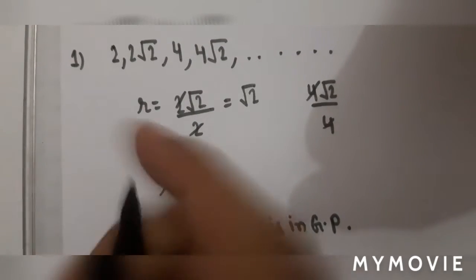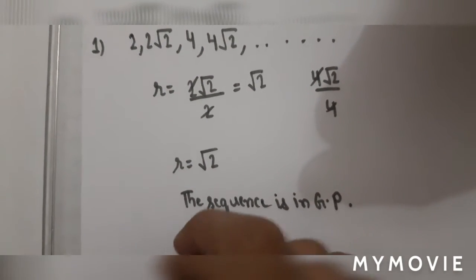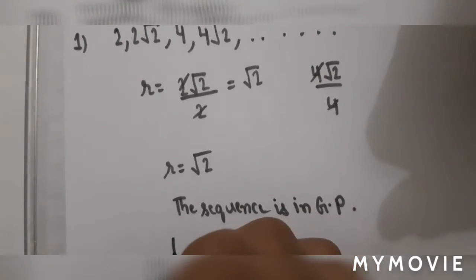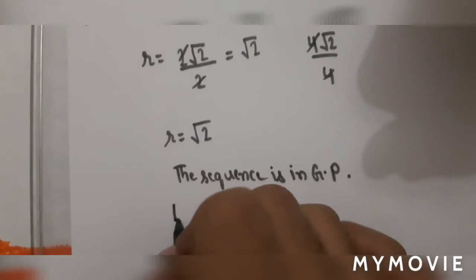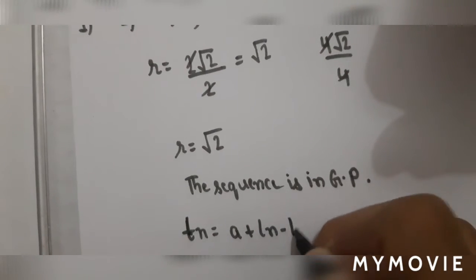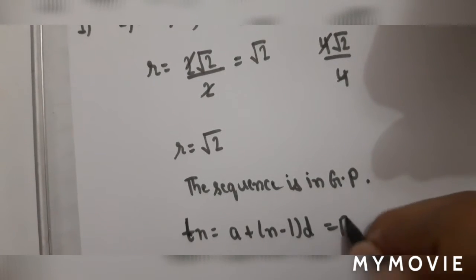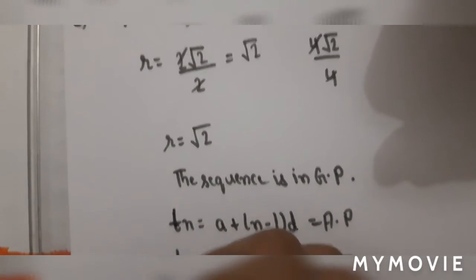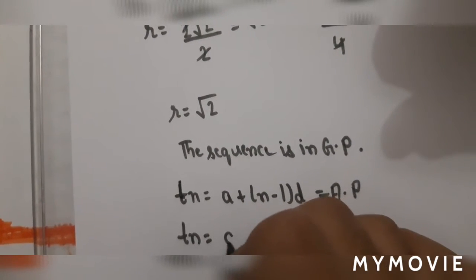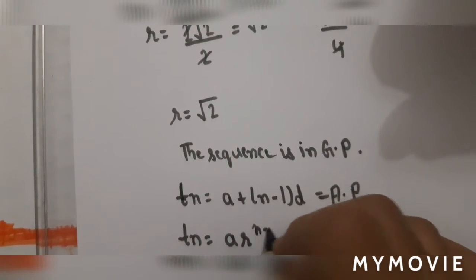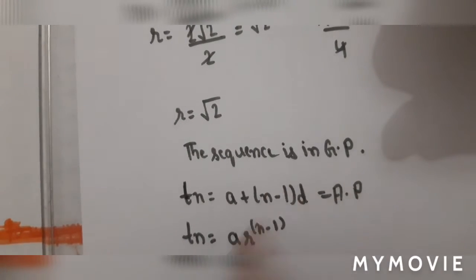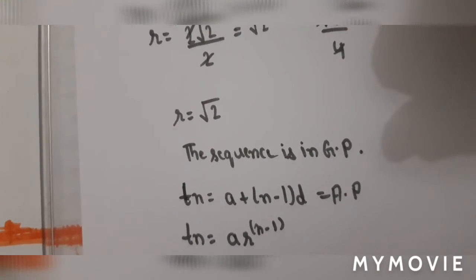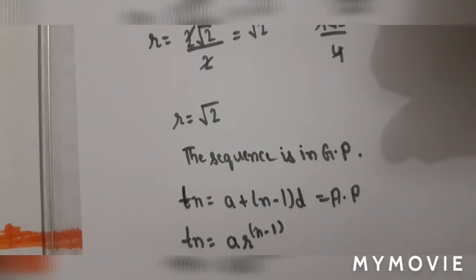So friends, before moving to the second example, I will tell you a formula. The formula is for finding the nth term. I told you in AP, for finding the term, the formula is Tn equals A plus (n minus 1)D. This is in AP. And in GP, the formula is Tn equals A R to the power of n minus 1. This is the formula.